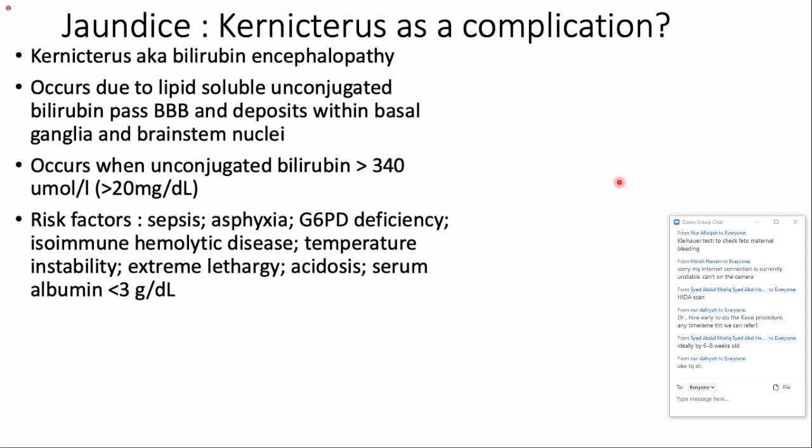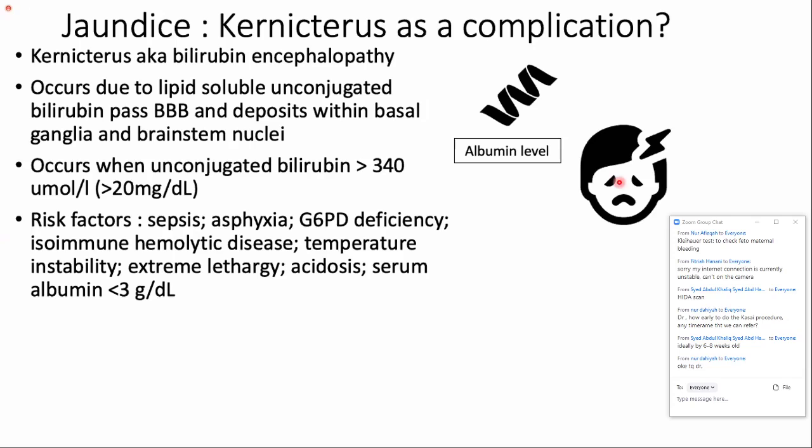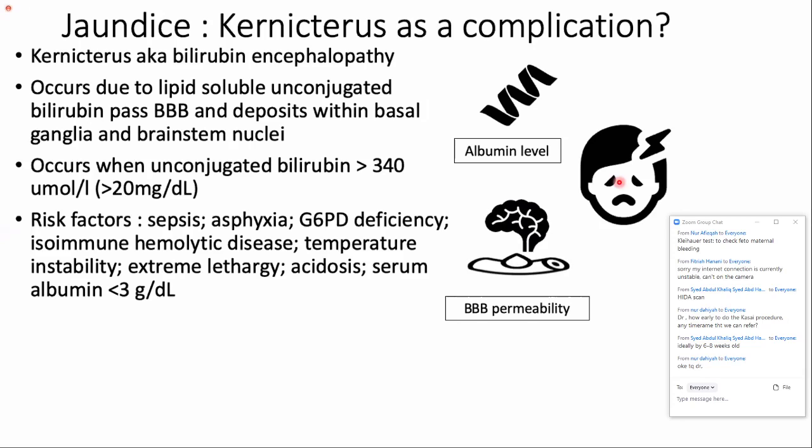Risk factors: if you refer to the protocol, we have sepsis, asphyxia, G6PD deficiency, and isoimmune hemolytic disease. But if you refer to the Nelson textbook, additional factors are put in, such as acidosis, temperature instability, extreme lethargy, and also the albumin level, because albumin is the one that binds to the unconjugated bilirubin for transport later on. So looking at kernicterus, there are a few factors we need to take into consideration. Albumin level will affect the risk for kernicterus, as will BBB permeability.